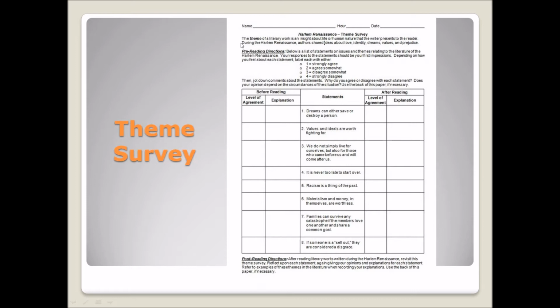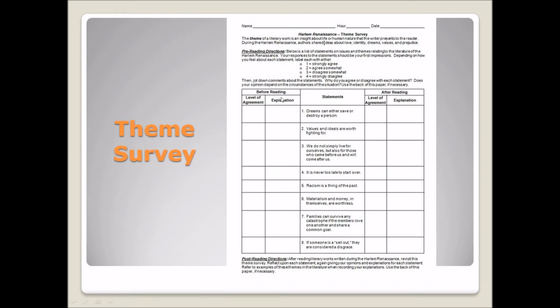Starting at the top. The theme of a literary work is an insight about life or human nature that the writer presents to the reader. During the Harlem Renaissance, authors shared ideas about love, identity, dreams, values, and prejudice. Looking at the chart, there are 8 statements that express themes that you will find in the literature of the Harlem Renaissance. What you are going to do is read each statement and think about how much you agree with that statement. So, for example, looking at number 1, it says, dreams can either save or destroy a person. So you're going to decide how much you agree or disagree with that statement.